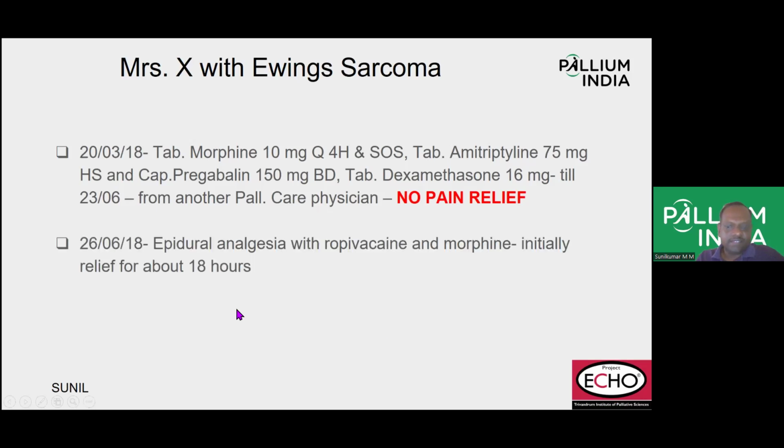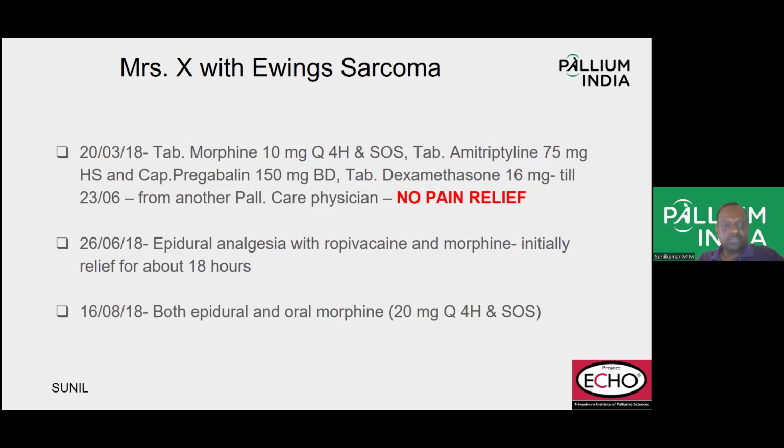anesthesiologist, and he opted for epidural analgesia. So he put epidural with ropivacaine and morphine. Initially, this patient had some relief with epidural analgesia, but even that little bit of pain relief was important for this patient. So this anesthesiologist changed the position of the epidural catheter, and he maintained the epidural catheter for 1 month, 2 months by reinserting at other sites.